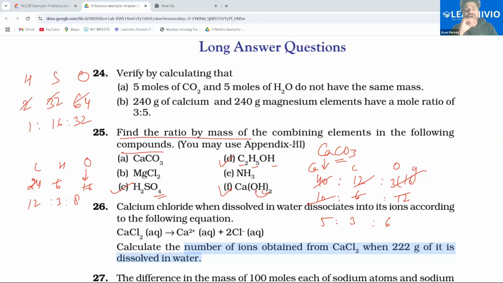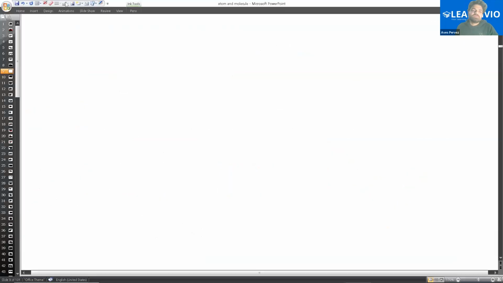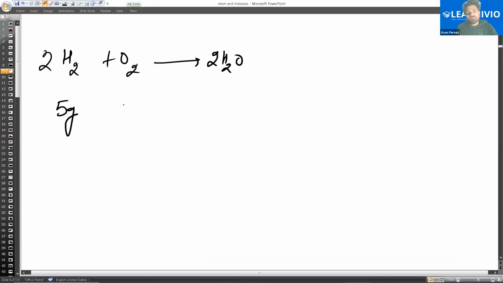Now, one more thing that generally comes in the examinations is the NCERT questions based on the law of definite proportion. For example, if you have H2 plus O2 giving 2H2O, and you have 5 grams of hydrogen, then how many grams of oxygen will be required to completely react with this, and how many grams of water? Can you tell me?